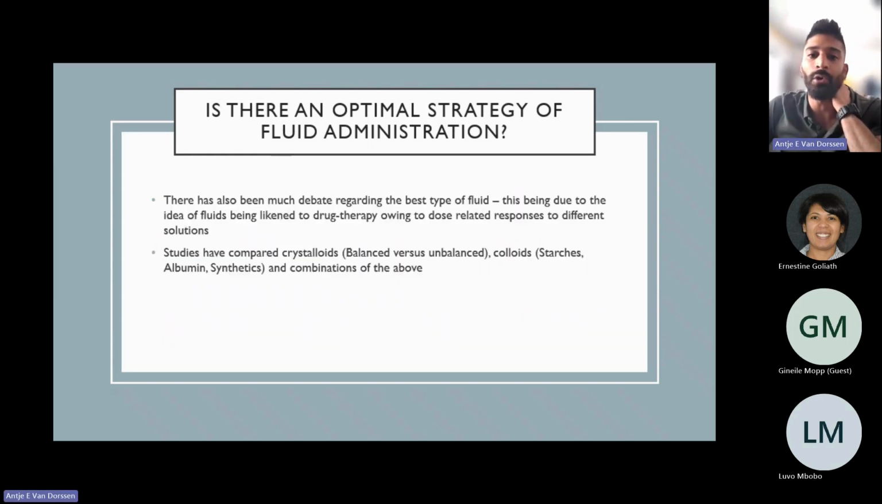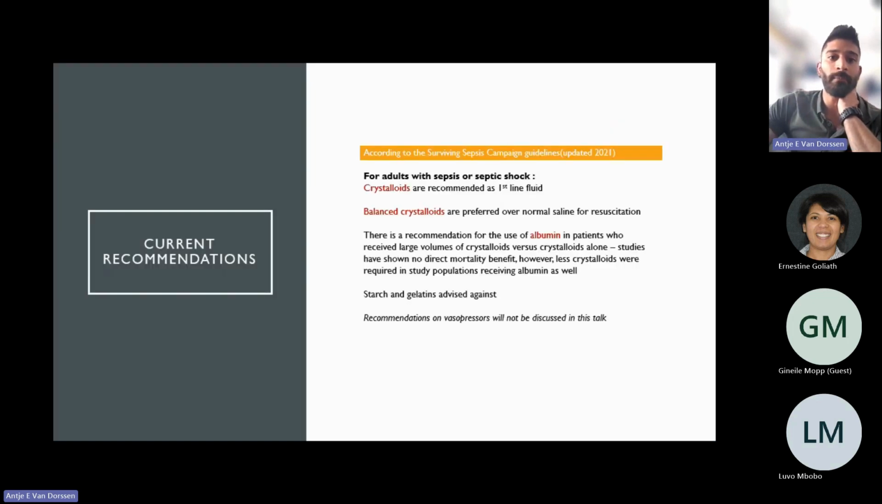There's also been much debate regarding the best type of fluid, due to the idea of fluids being likened to drug therapy, owing to dose-related responses to different solutions. So different solutions essentially produce different physiological responses. There have been many studies comparing crystalloids. There have been debates on whether balanced versus unbalanced crystalloids are beneficial, whether colloids are useful, and also combinations of the above. So what are the current recommendations amongst all this uncertainty?